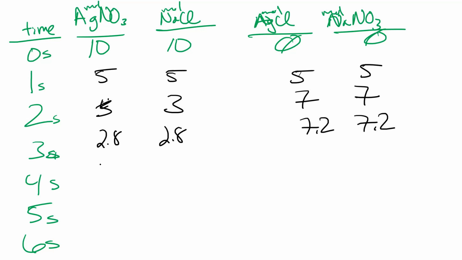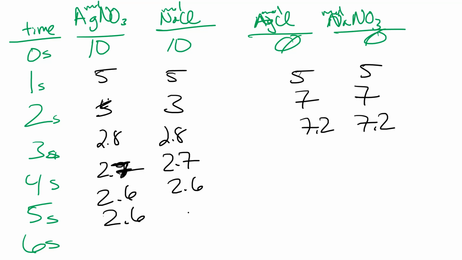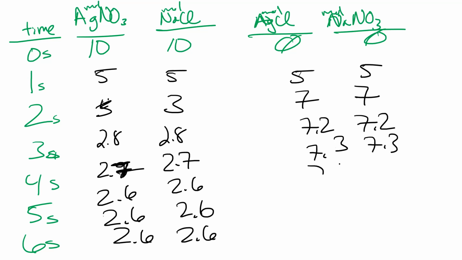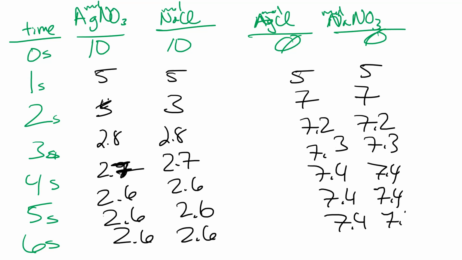It's not going to stop though. This could start to go 2.7, 2.6. But these concentrations at some point are going to actually stop changing. You won't see a change in concentration. This will be 7.3, 7.4. Now, if you were to look at these numbers, you'd say the reaction has stopped. But that's not actually true. What's actually happened is you can't measure a change in the values.